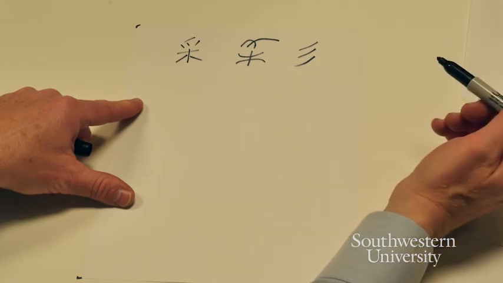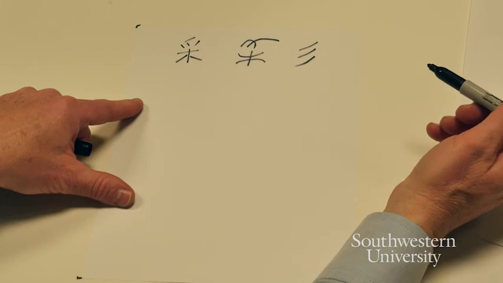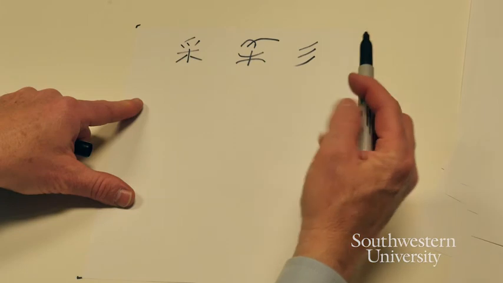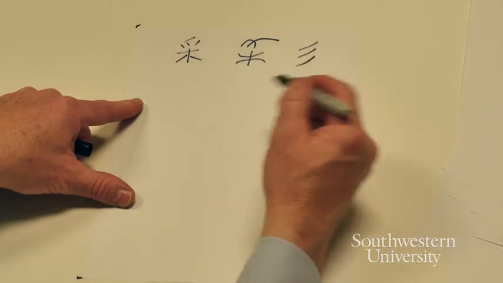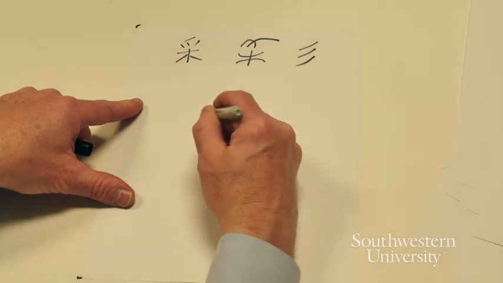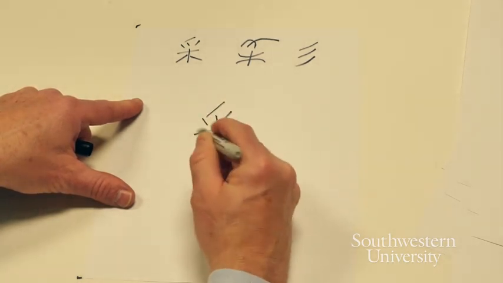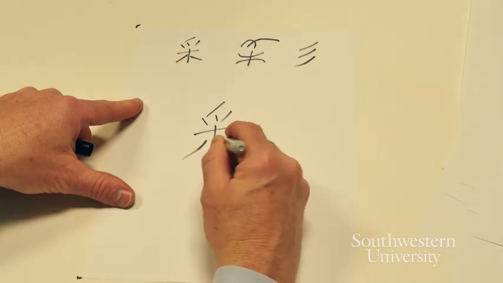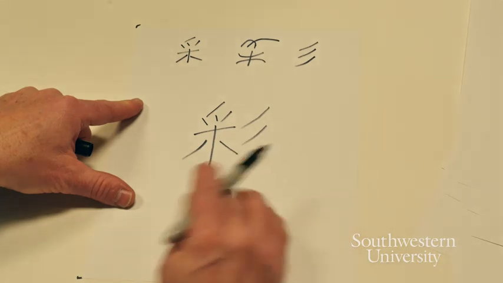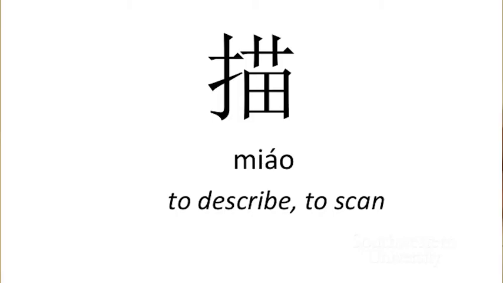What does it have to do with colors? To me, these are the impressions or the shading of colors. I don't know why it's used here, but that's how I remember it. Cai, colors, multicolored, colorful.